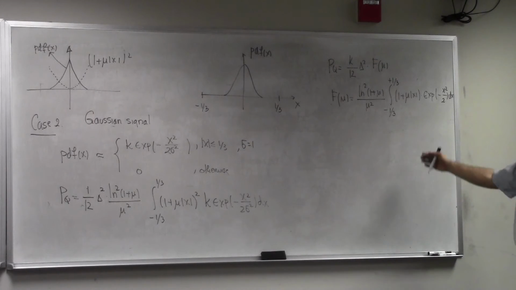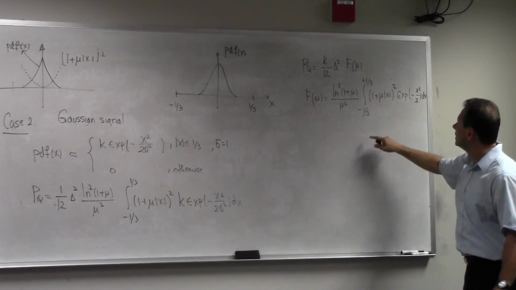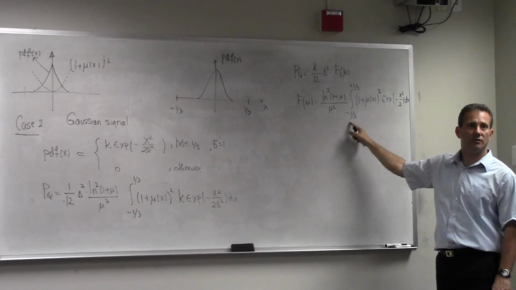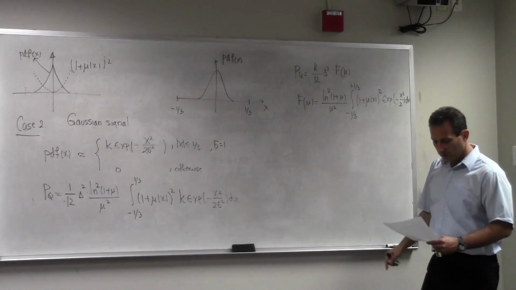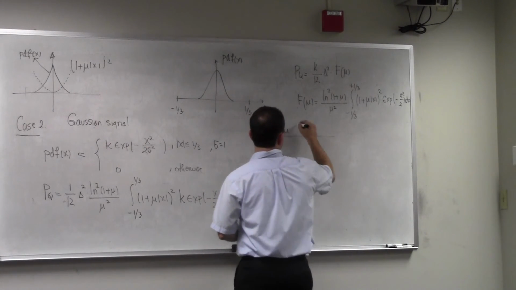Now, there's a square somewhere here, right? This is a relatively complex integral. It cannot be solved analytically, but it's very easy to solve numerically. And if you do that, here's what you end up with. Mu, and here's f of mu.